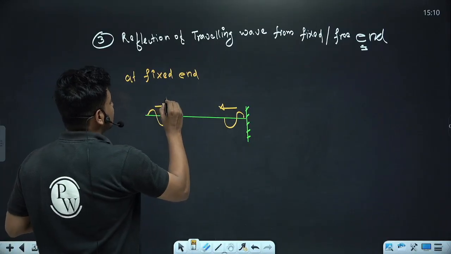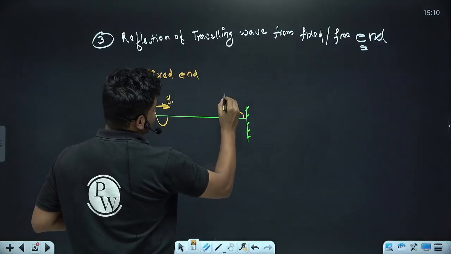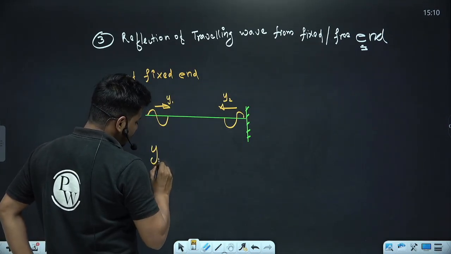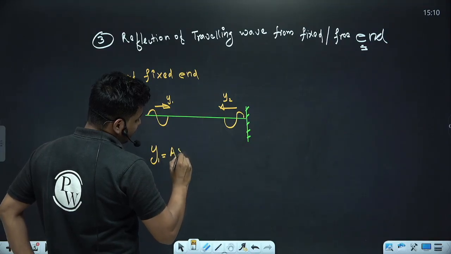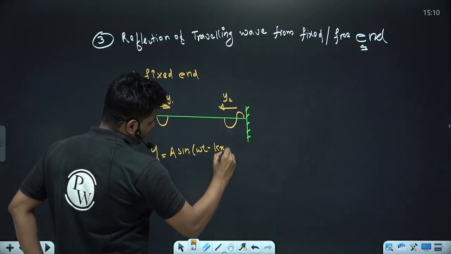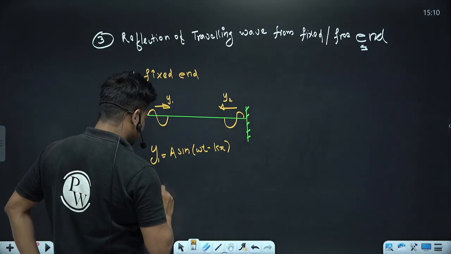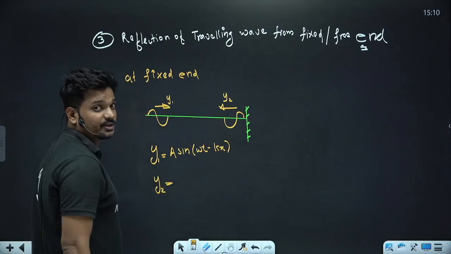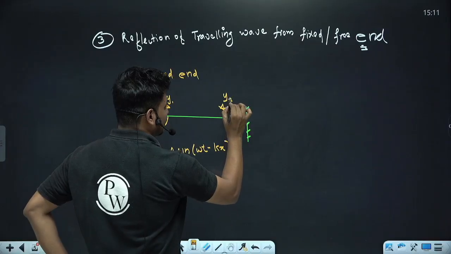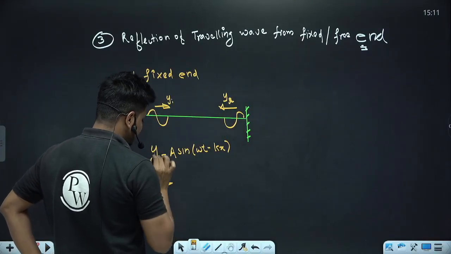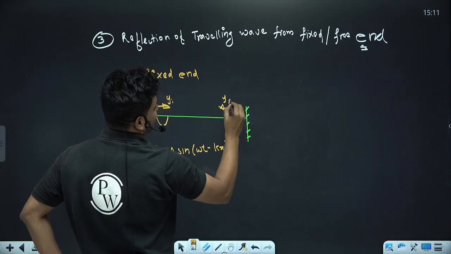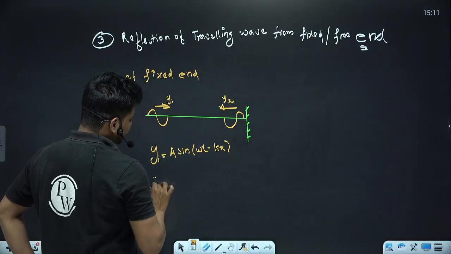If the incident displacement equation is y, and y is equal to a sine omega t minus kx, then what is y2? What is the displacement equation of the reflected wave? For our convenience, we can represent incident by I and reflected by r.